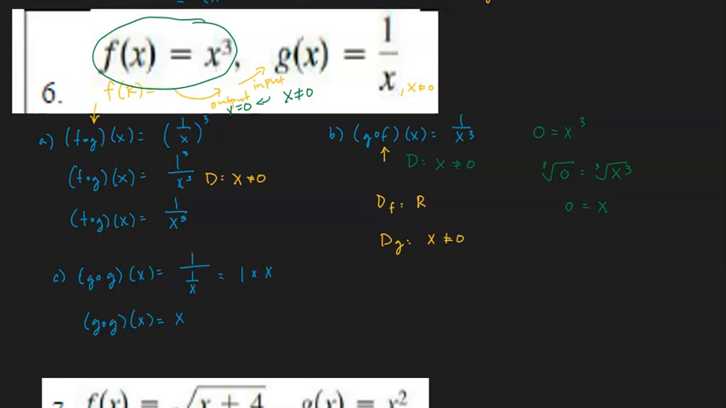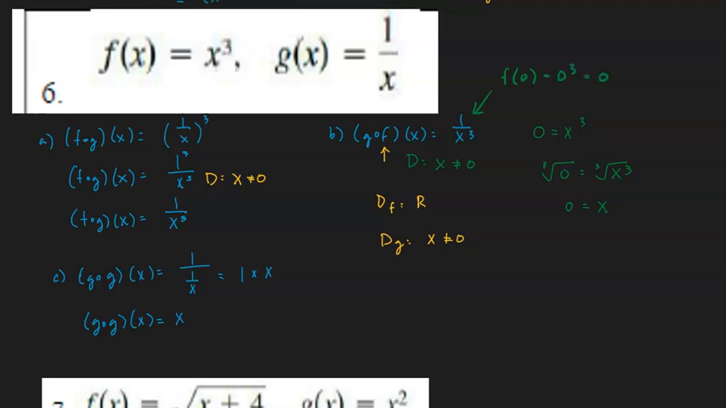And you can test that. Okay? So let's go ahead and use a different color. I'm going to use this composition of functions. So f of 0 equals 0 cubed, which is 0. Now that is going to be g of 0 equals 1 over 0, and therefore it's undefined. Okay, it's undefined. So yeah, x cannot be equal to 0.